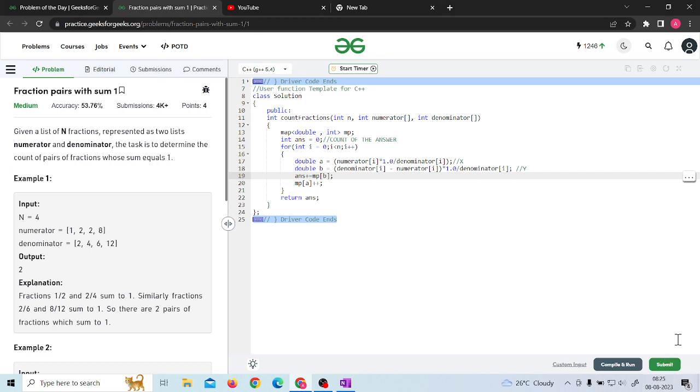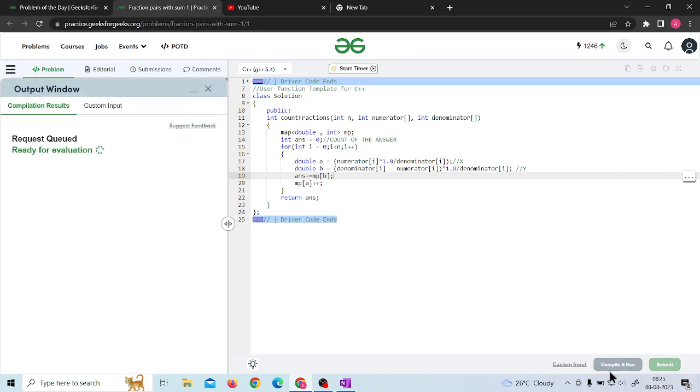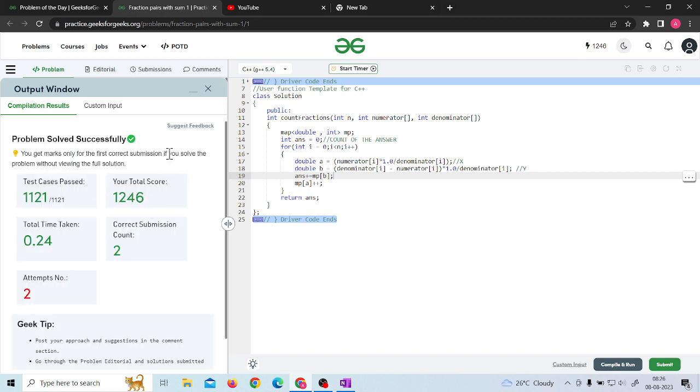So let's check and see if it is running fine or not. I hope it should run fine. Yeah, the sample test cases are working perfectly, and the test cases have also passed.